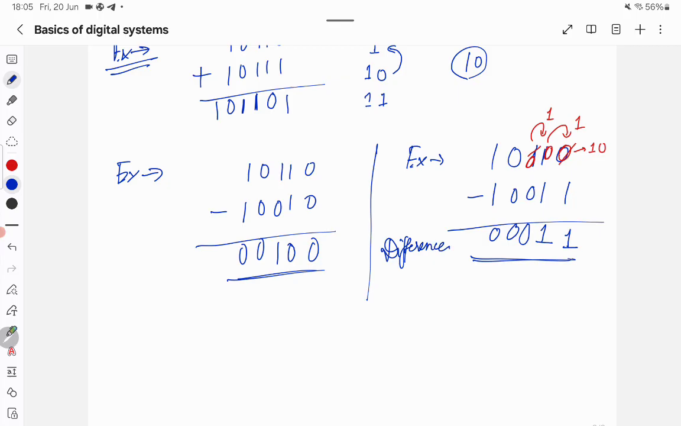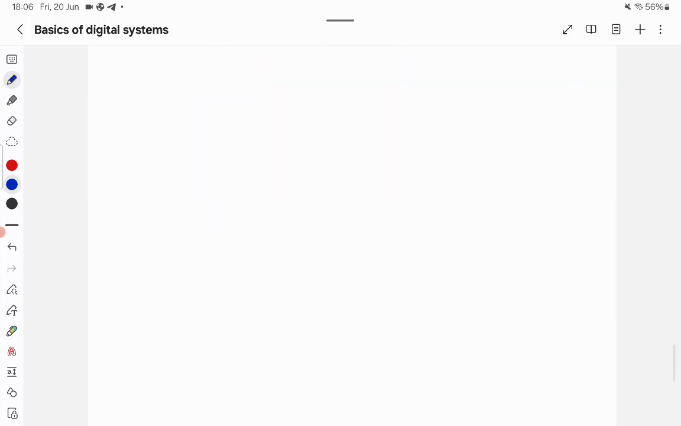Okay, so these were very basic things of the binary number systems. Since it is a crash course, it is your duty to go into detail if you don't know these basics. So let's see one more example.